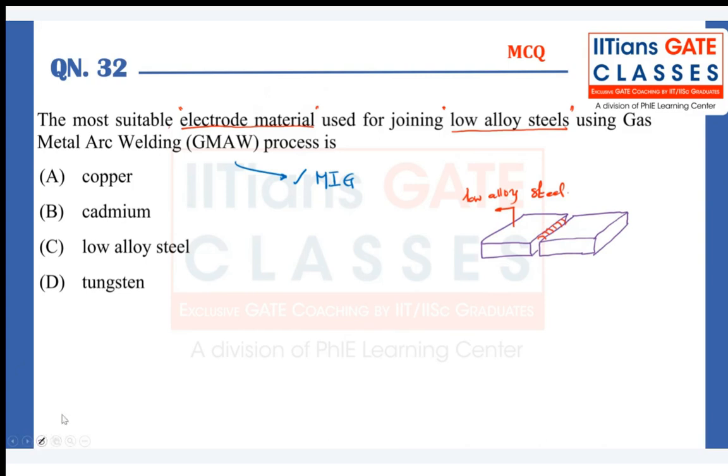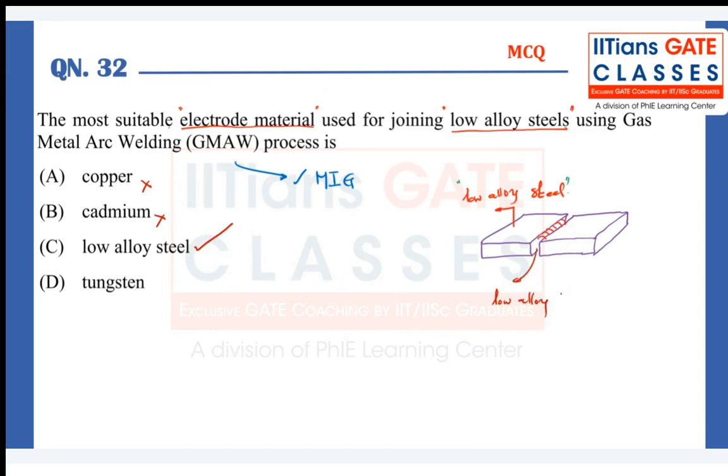Whichever material is very close to the properties of low alloy steel, that one we'll select. So now, what are the close properties? Copper. Do you think that copper is very close to the low alloy steel? No. Cadmium? No. So whenever you're going to join low alloy steel, obviously you prefer to use low alloy steel. So that filler material here is low alloy steel only.